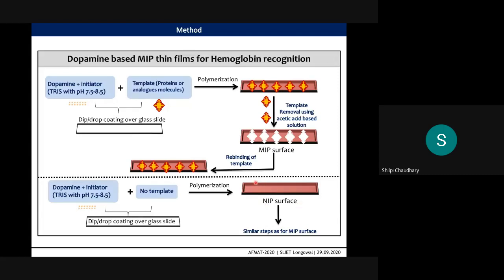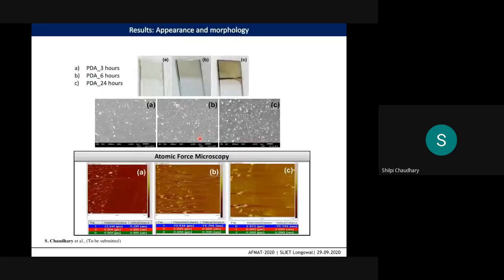In here, no template molecule is being placed when the polymerization was taking place. This surface is going to be termed as the MIP surface. And this is simply by putting the glass slide into the solution of the dopamine. So these are some initial results.